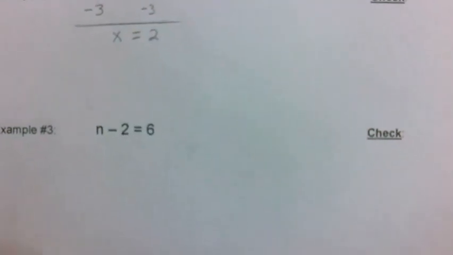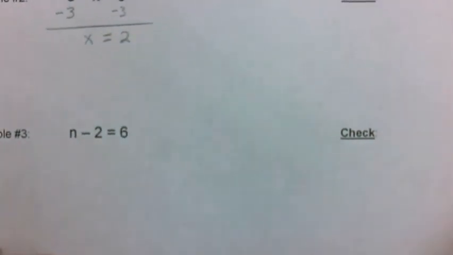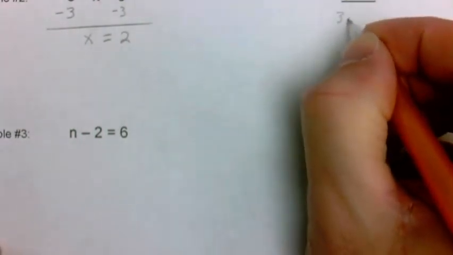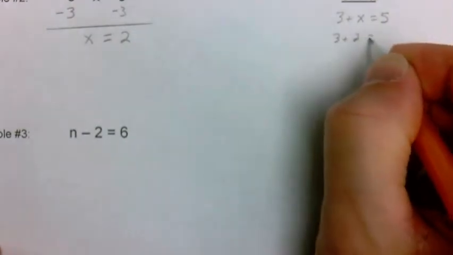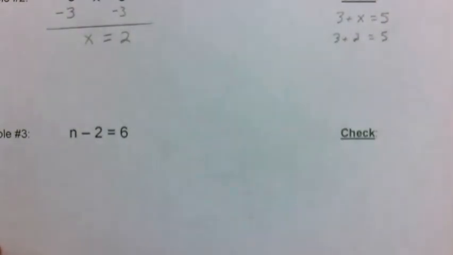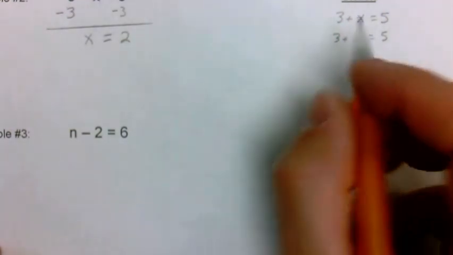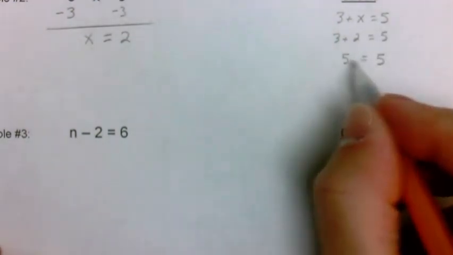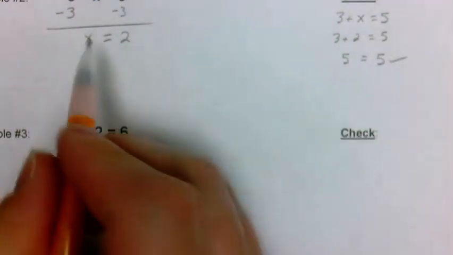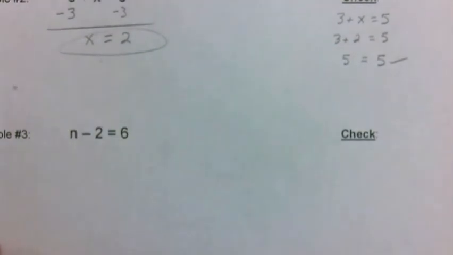I'm going to make sure by doing my check. So first part of the check, rewrite the problem. 3 plus x equals 5. And now I'm going to substitute in my value. I think x is 2. 3 plus 2 equals 5. And now evaluate each side of the equation. On the left, 3 plus 2 I know is 5. On the right, I can't do anything with that 5, but 5 equals 5 is always a true statement. So I know that x does have a value of 2.